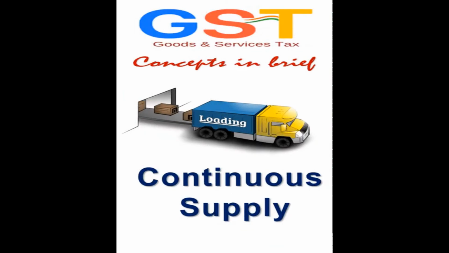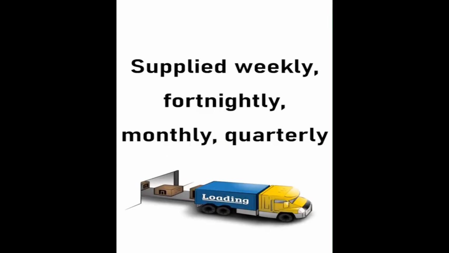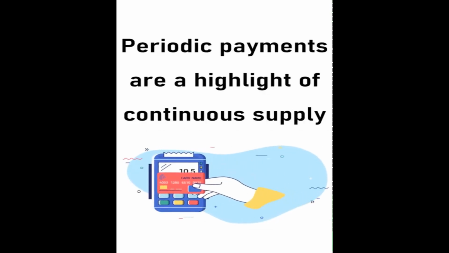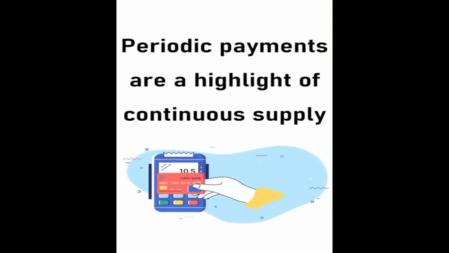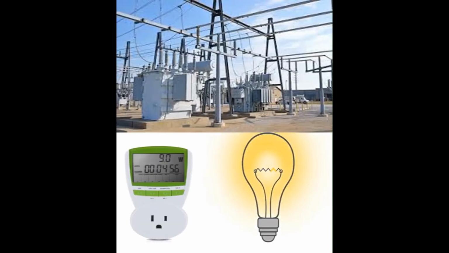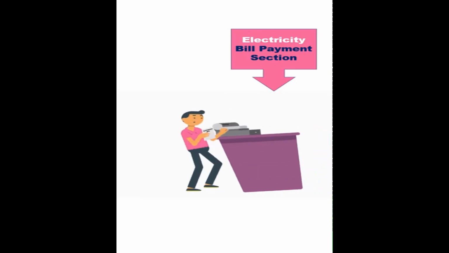GST concept simplified. What is continuous supply? When goods and services are offered or supplied periodically, that is on a weekly basis, fortnightly basis, monthly basis, every quarter, and when payments are also made periodically, that is with a scheduled frequency, it is called a continuous supply. For example, the electricity department provides continuous supply to its customers for which payments are done monthly or once in 2 months.